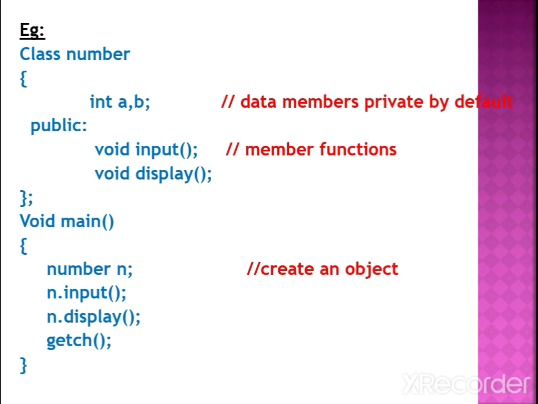The public data members of objects of a class can be accessed using the direct member access operator. So here input and display are member functions. So you can access class members by functions. The class members are accessed only by member functions and can be referenced by name only.